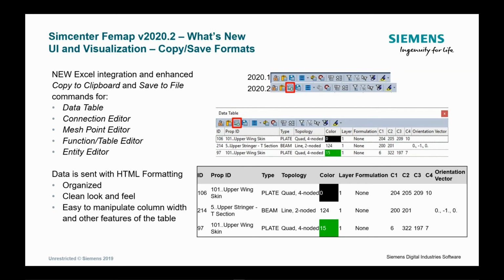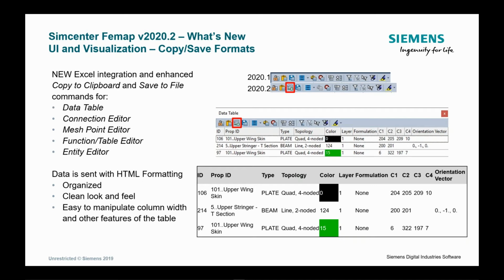Okay, and new to Femap 2020.2, this upgrade is actually a ton of Excel integration. This is going to make your life a lot easier if you spend a lot of time copying output and then opening up Excel and pasting it in. And it's not only outputting data to Excel, it's also formatting it. So it's organized, it's clean, and it's easy to manipulate. So they've basically baked in this Excel functionality throughout a lot of different operations.